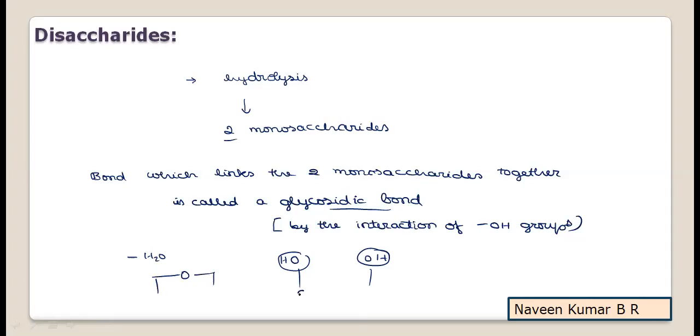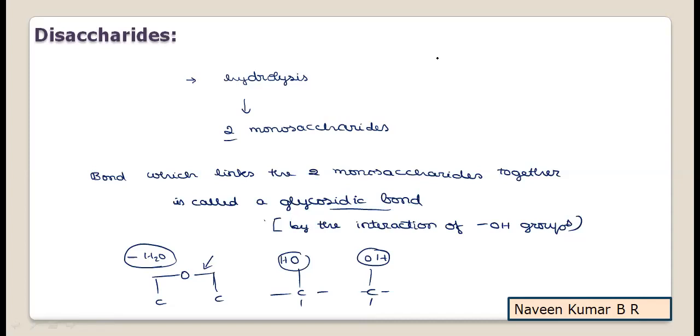Now assume this is a particular carbon to which it is attached. Like these two, if it is interacted, just to show the representation, I am writing like this. In the disaccharide structures, we'll try to understand clearly with examples. With removal of one water molecule during the interaction of these two, the left out oxygen will link the two carbon atoms and this bond is called the glycosidic bond or glycosidic linkage.